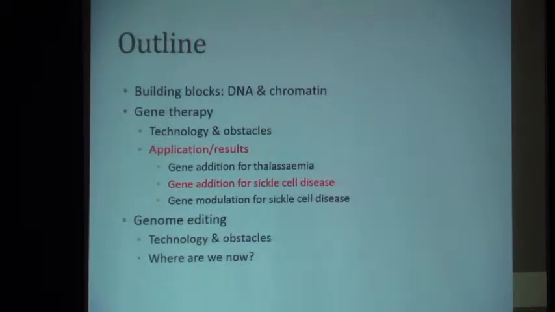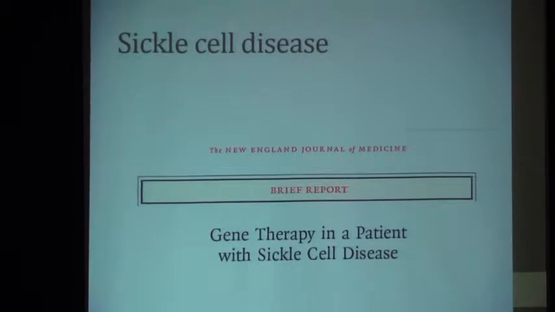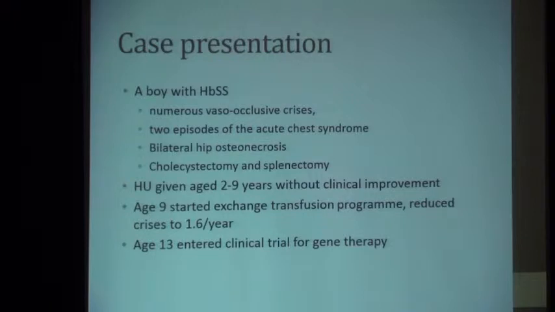What about sickle cell disease? So for sickle cell disease, there was a case report in the New England Journal of Medicine, also in 2018, which I'm going to present to you. This was a boy with hemoglobin SS who had numerous vaso-occlusive crises, 2 episodes of acute chest syndrome, and bilateral hip osteonecrosis.